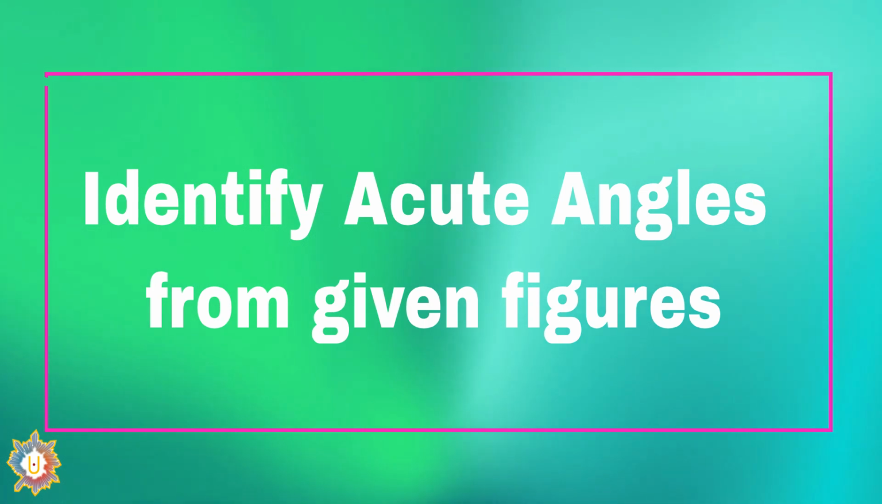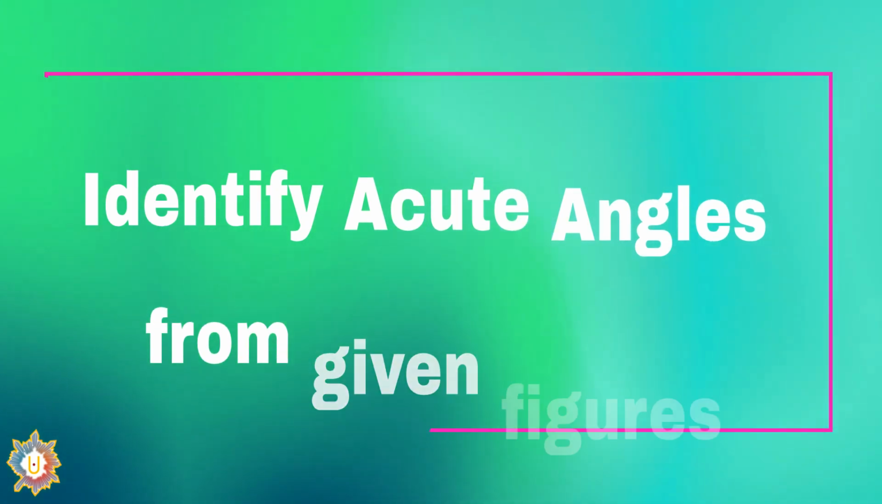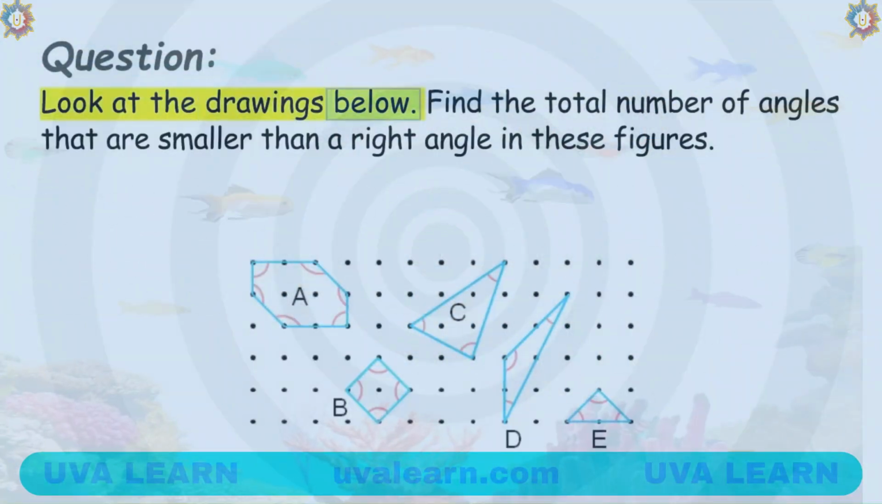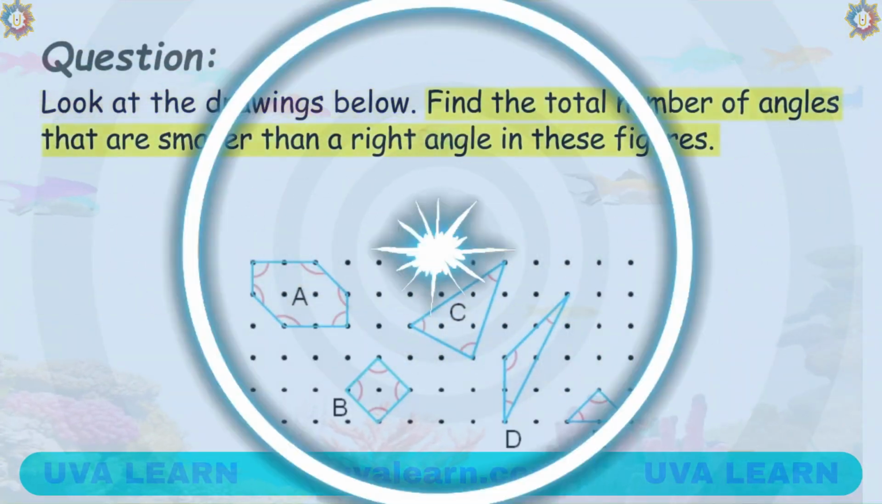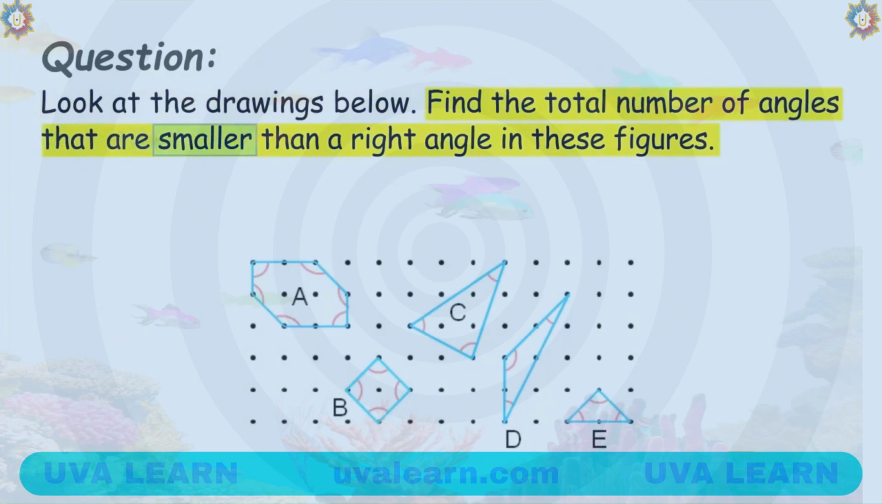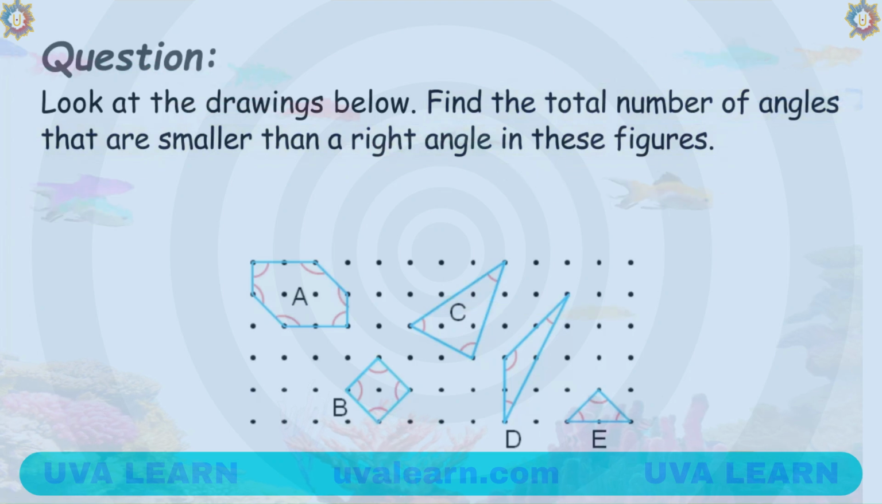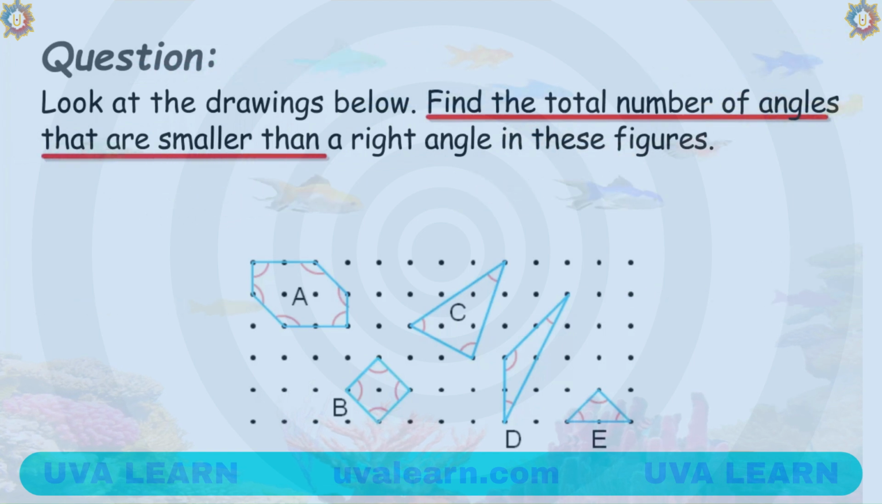Identify acute angles from given figures. Look at the drawings below. Find the total number of angles that are smaller than a right angle in these figures. Let's look at the question carefully and try to understand it. Find the total number of angles that are smaller than a right angle in these figures.